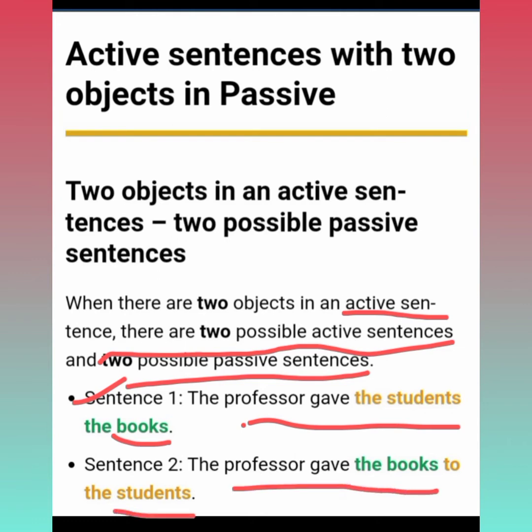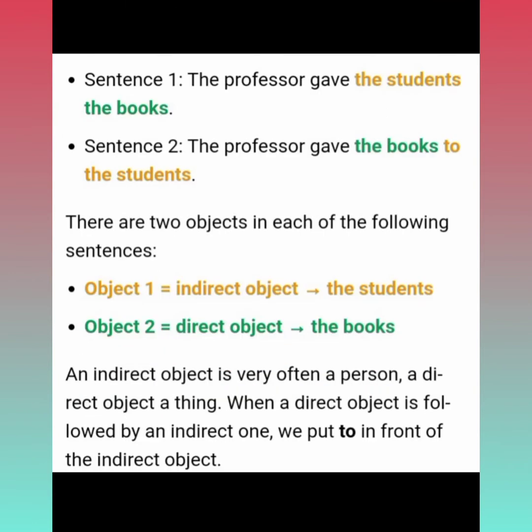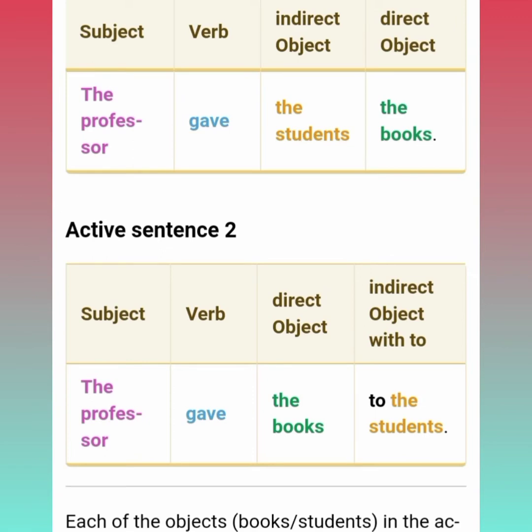Okay, so here you can see that in first one, two objects are there. That means in these sentences two objects are there. That is indirect object is the student, and direct object is the book. Okay, so always an indirect object is a person, direct object is a thing. Okay, so here now you can see that sentences, when it is active, both the sentences I have taken here.